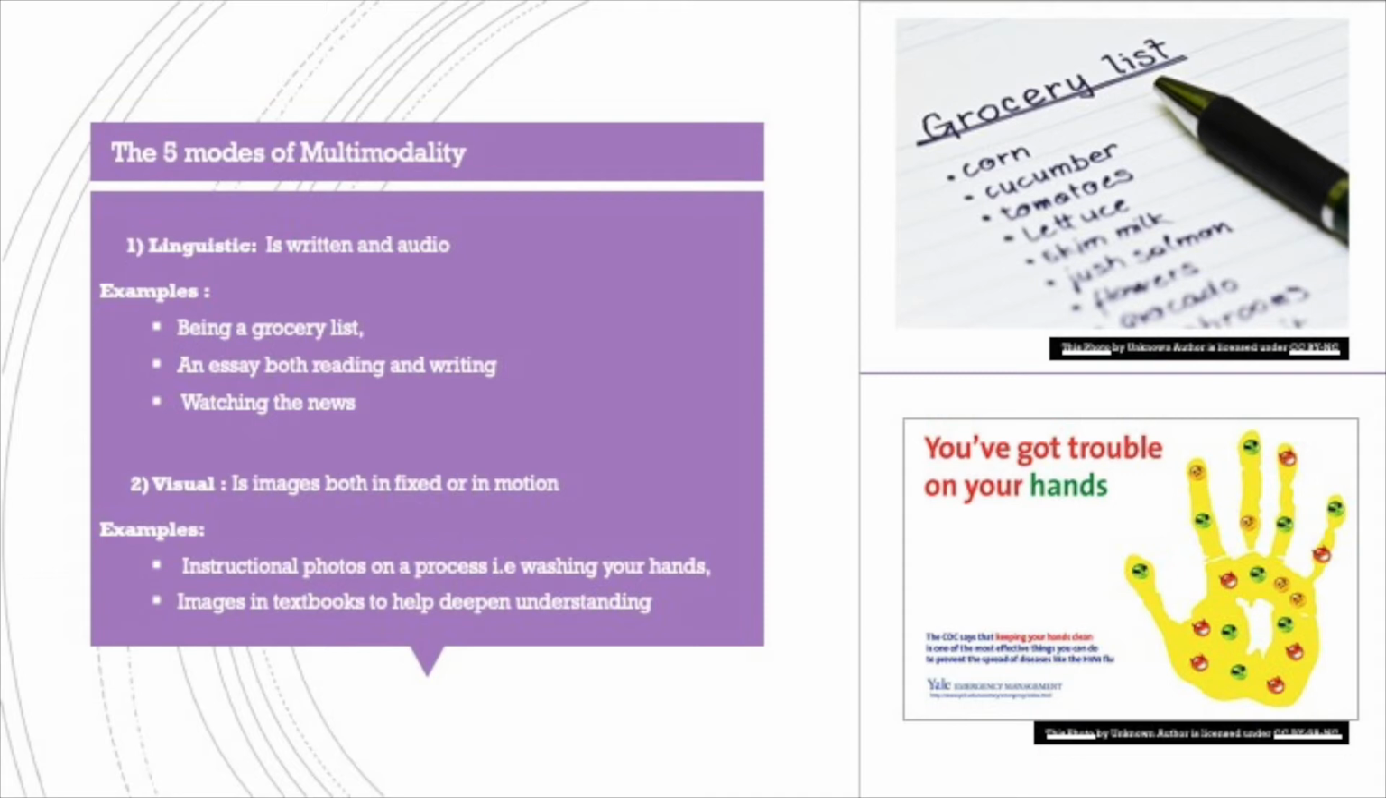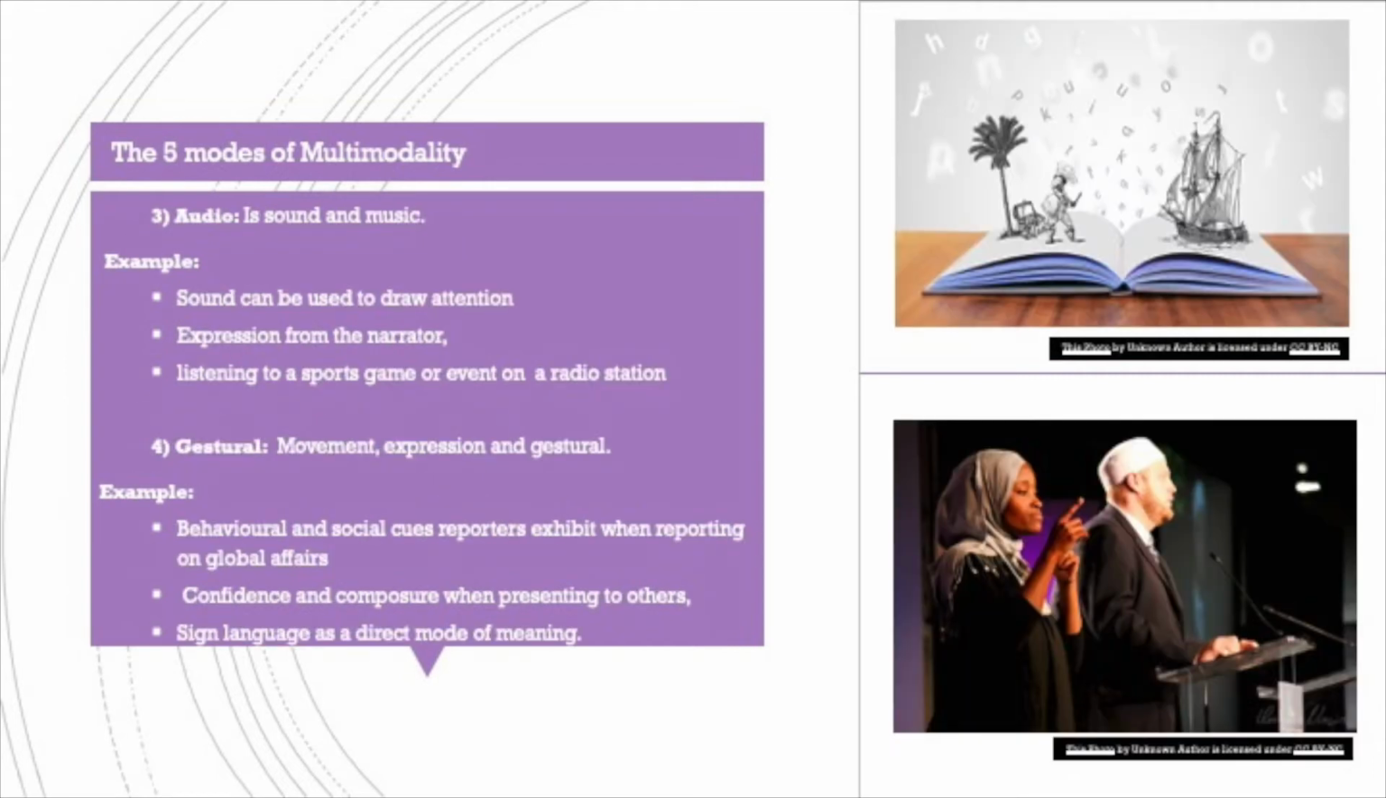The second mode is visual. This is images, both fixed or in motion. Examples include instructional photos on processes like washing your hands, or images in textbooks to help deepen understanding on the topic. Thirdly comes audio. This is sound and music.